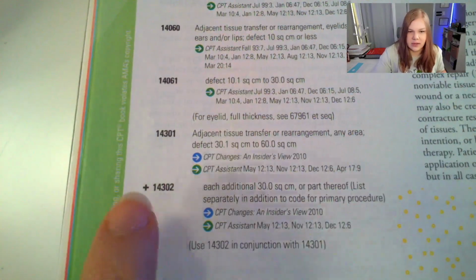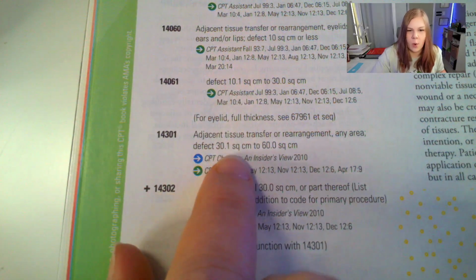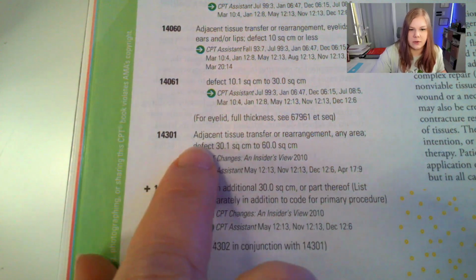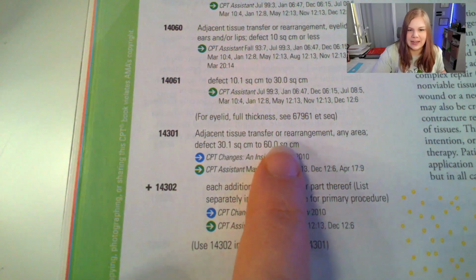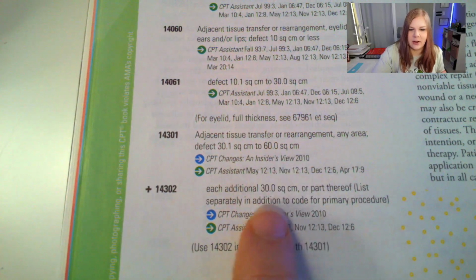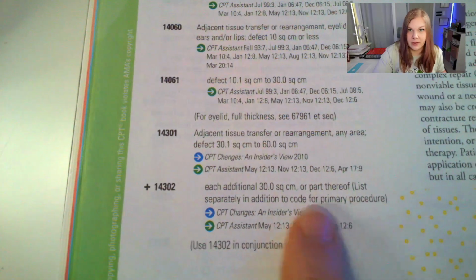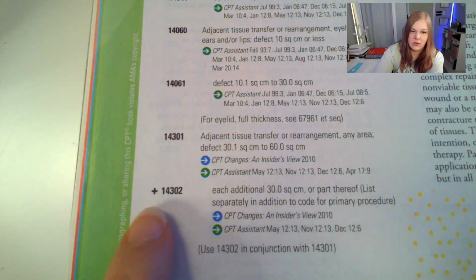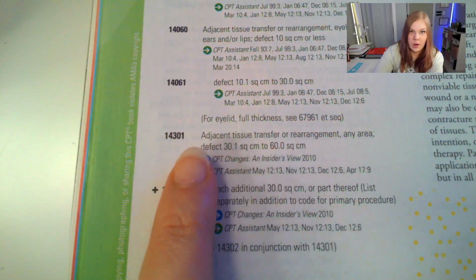This one here with the plus sign is our add-on code. So once we hit that 30.1 threshold, that it's over 30 square centimeters, that's when we start jumping up here, and we don't use our add-on code till we get past that 60 and have to add on each part thereof, or each additional 30 square centimeters or part thereof. And there's a note here, this 14302 is only used in conjunction with 14301, so this should never be alone by itself. It has to be used with the 14301.